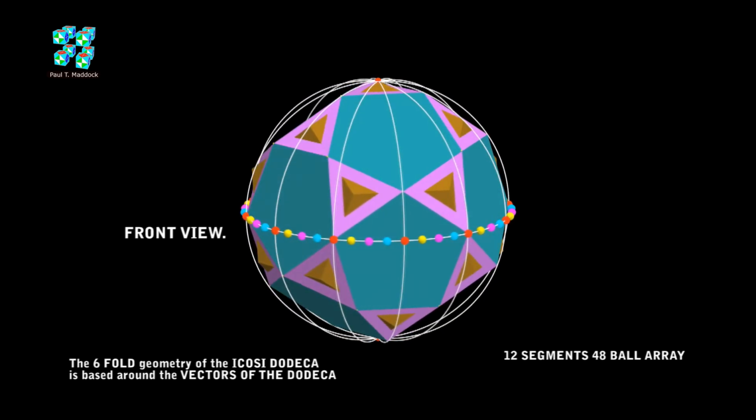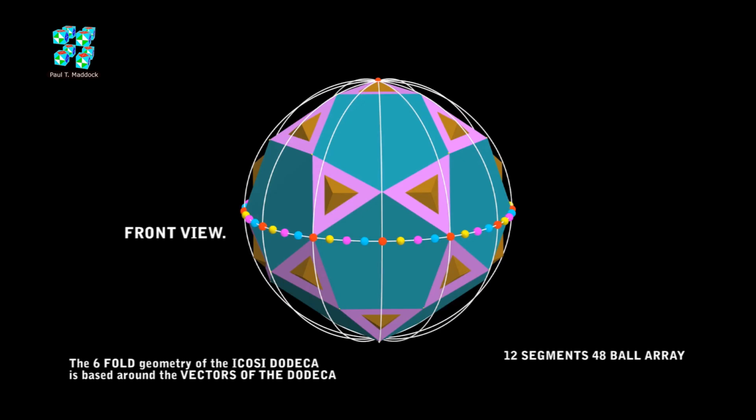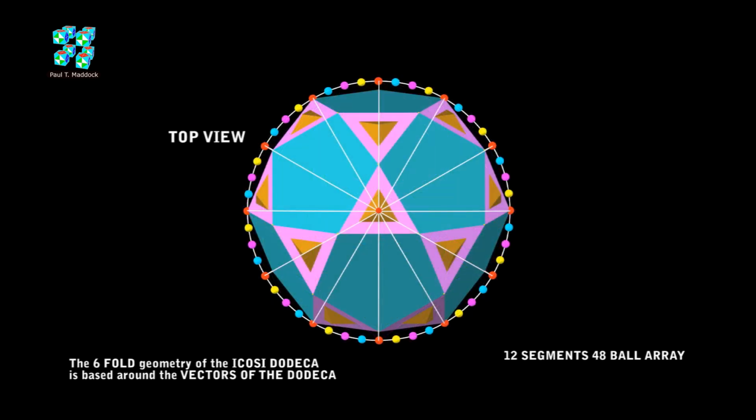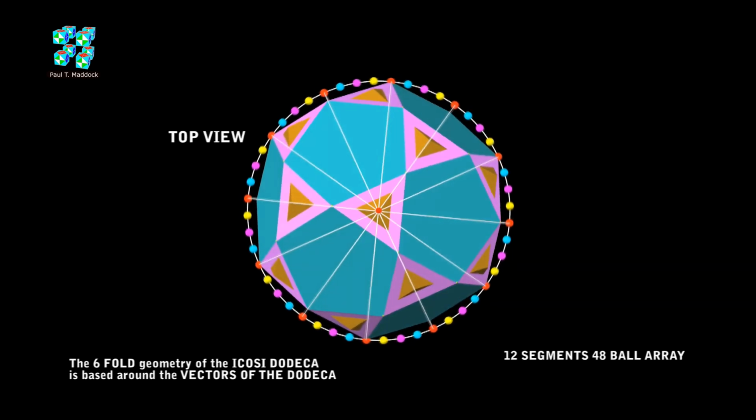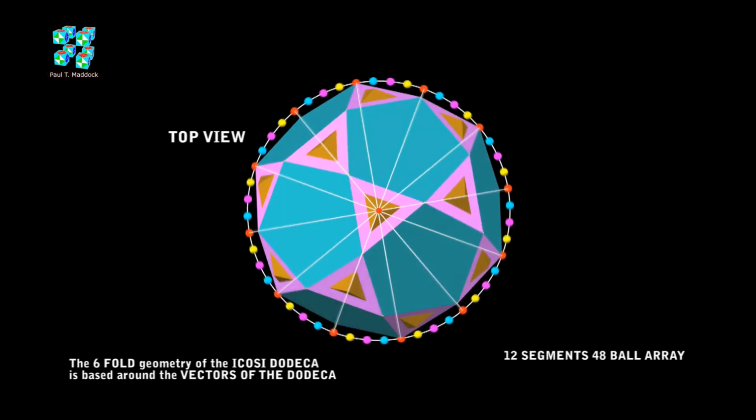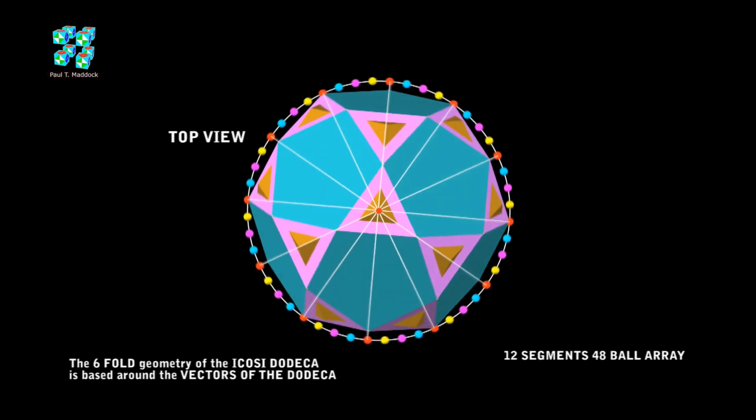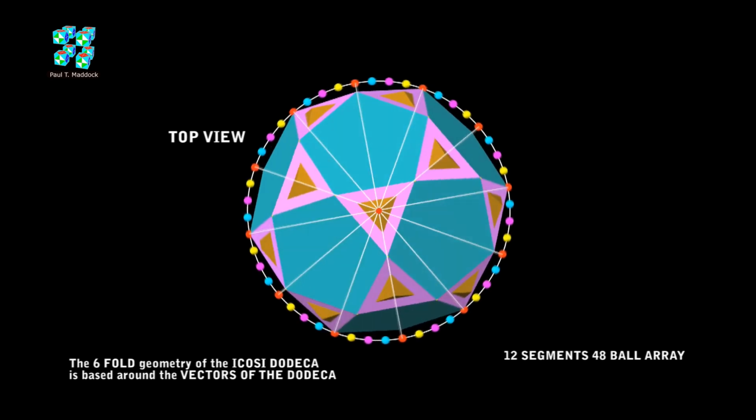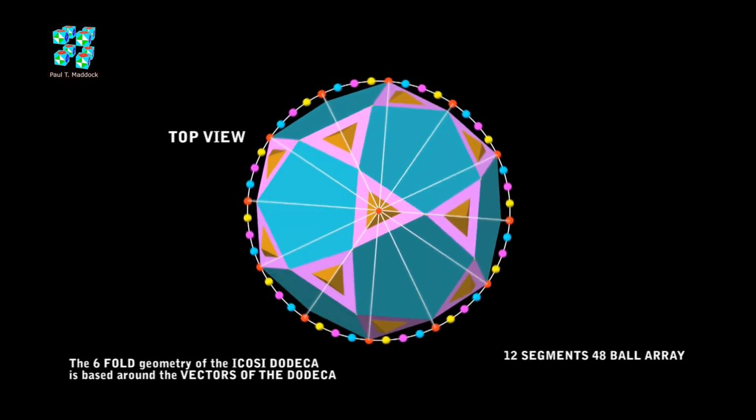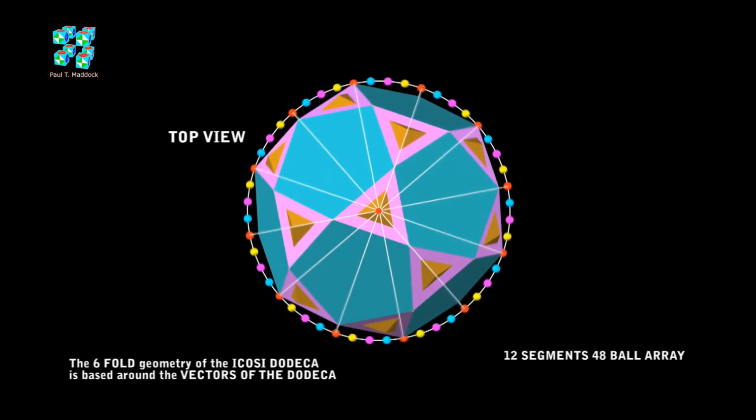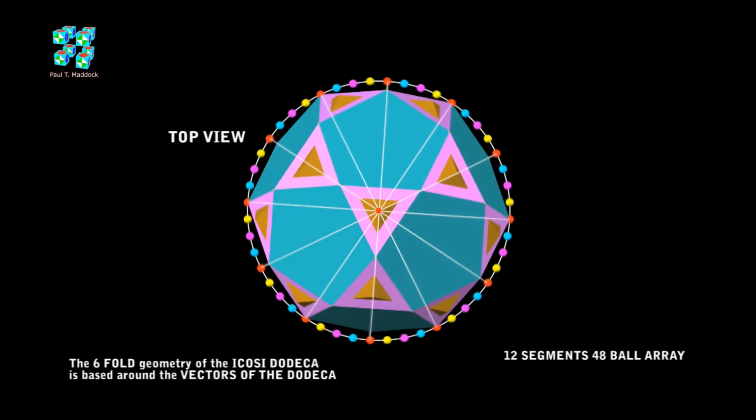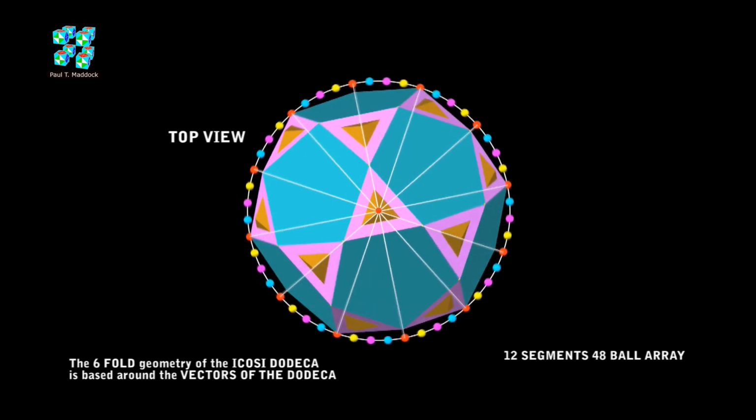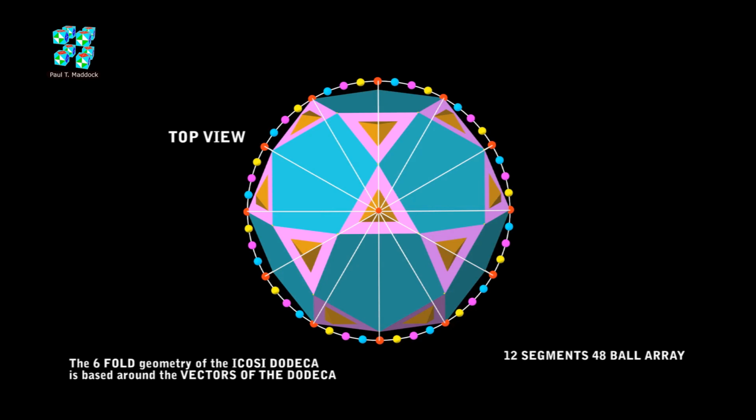Okay, I think I'll show this animation in the top view also. Because in the top view you can really see the 12 segments better. And you can also see the little pyramid in the center, which is the vertex of the dodeca. So basically it's not that complicated. The 5-fold are based around the vectors of the icosa. 4-fold comes from the vectors of the icosidodeca, and the 6-fold comes from the vectors of the dodeca.